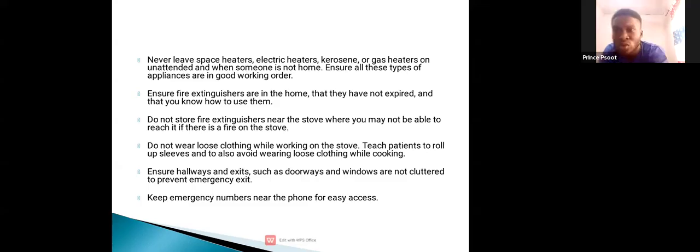So do not wear loose clothing while working on the stove. You teach patients to roll up sleeves and also avoid wearing loose clothing while cooking. Then you ensure hallways and exits such as doorways and windows are not cluttered. Then you keep emergency numbers near the phone for easy access.